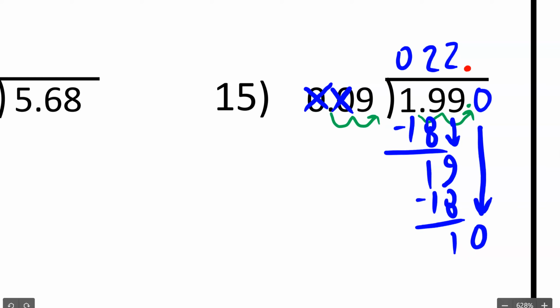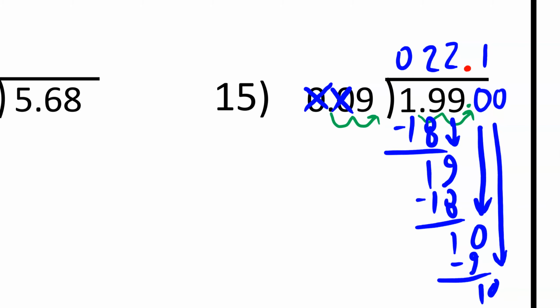How many 9s are in 10? 1. 1 times 9 is 9. Difference of 1. And what I see here is now if I add a 0, bring it down, I have a 10 again. And so that's just going to be 1 repeating. So now I have 22 and 1 repeating for my decimal.